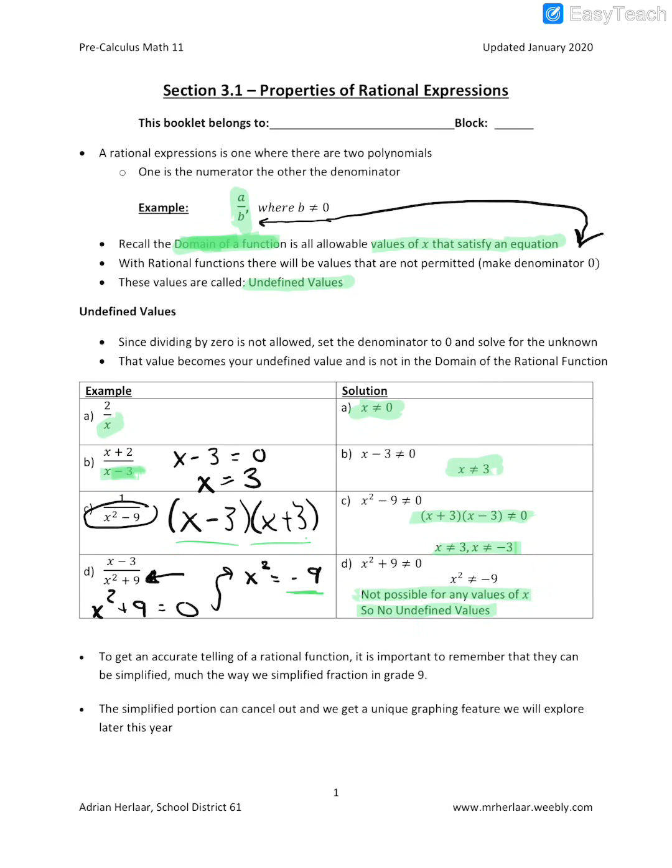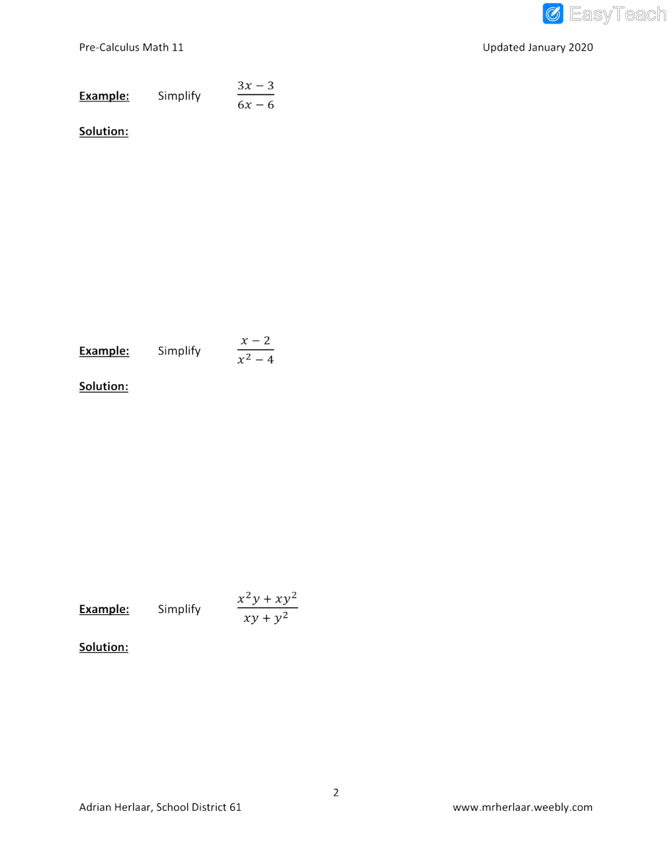So that's what we're getting at, right? And what this does is it gives us an accurate telling of the rational function. It helps us graph them like we did. And we can simplify them, which we're going to look at in 3.2. Right now I just want to focus on the properties of them. So far it's about where is that denominator 0. That's the most important aspect so far. So let's just do a couple examples here.